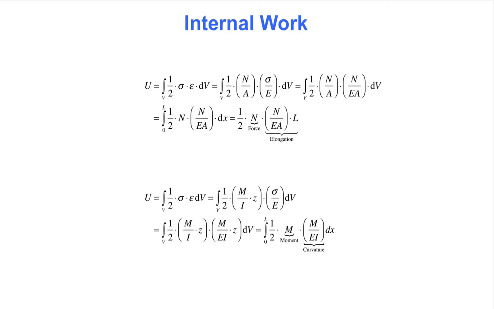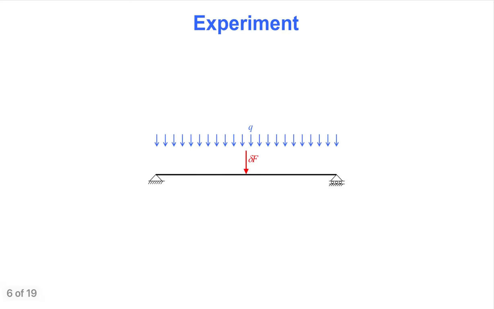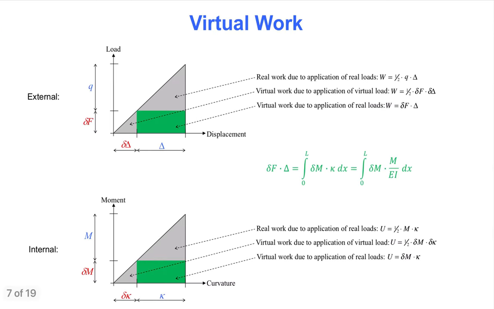On the next slide, we start an experiment that is intended to introduce virtual work. For this simply supported beam, assume that a virtual load, denoted by delta F, is applied at the midspan of the beam, before the actual real load comes on. The next slide follows the steps of that load application, and spells out the external and internal work that is taking place during that process.